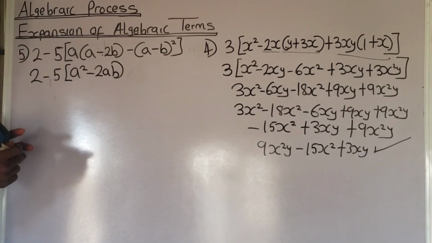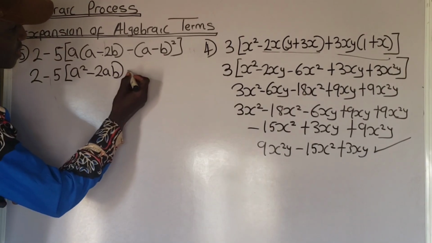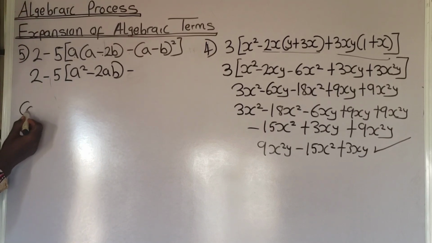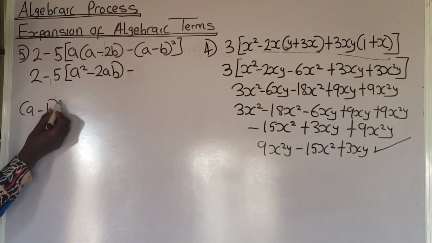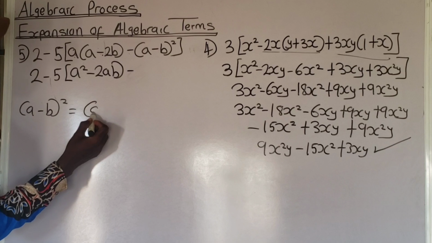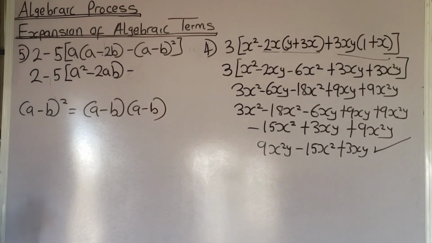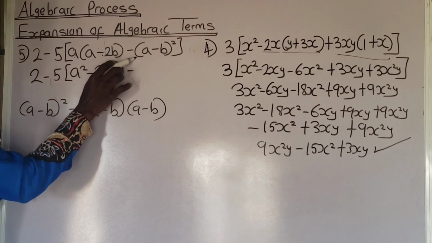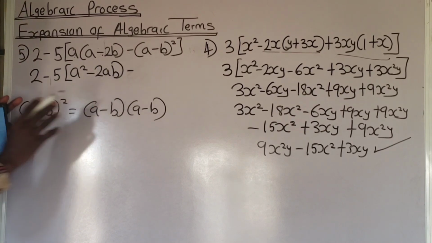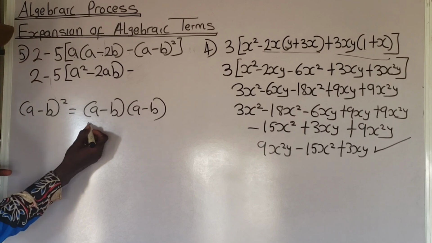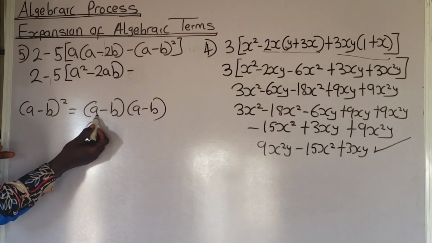Now, I want you to pay attention. Let's deal with the second bracket. If we have a minus b squared, this is also the same thing as a minus b, a minus b. Do you understand? Please, I want you to pay attention. This is simple. I just took this, a minus b squared. This is the expression. So, let us deal with it. I'm going to have a multiplied by what?